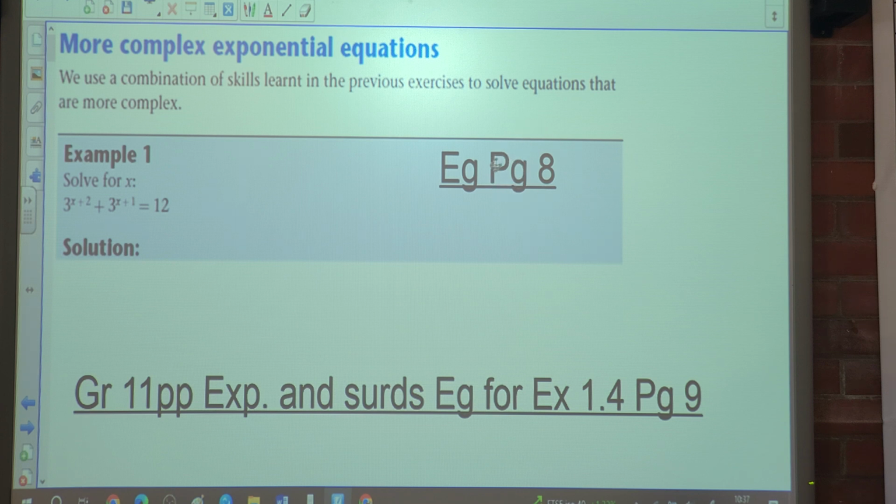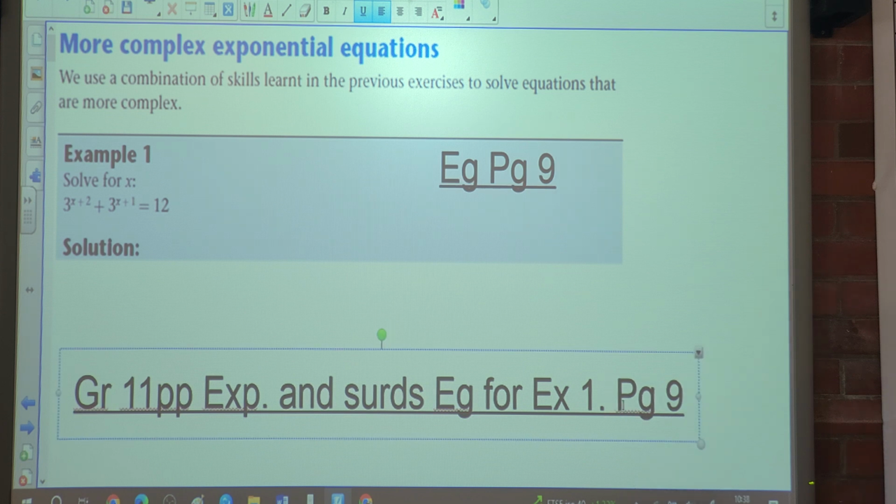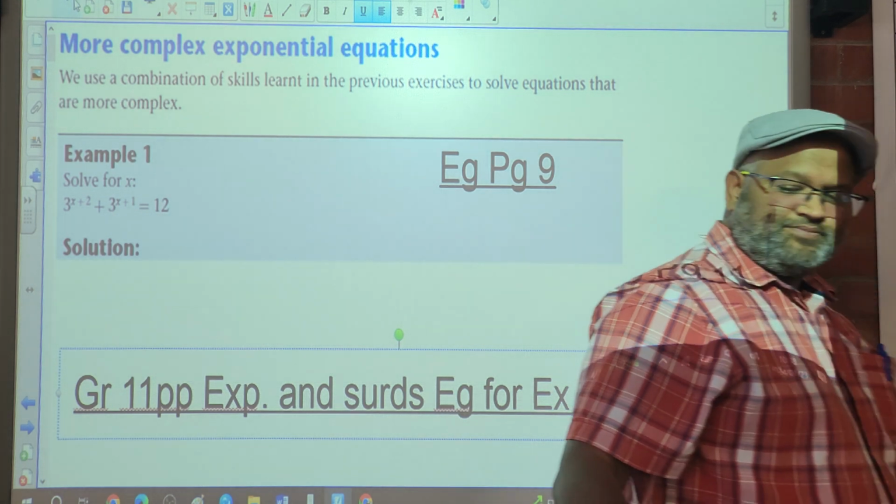This is on page... This is page 9. Correct? Yes. And this example is for exercise 1.5, which is on page 11. Okay.